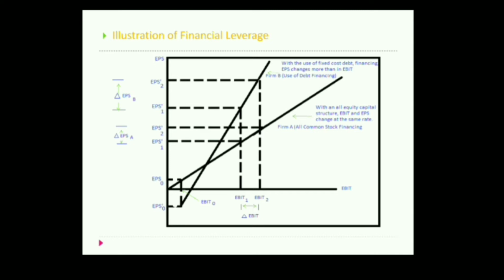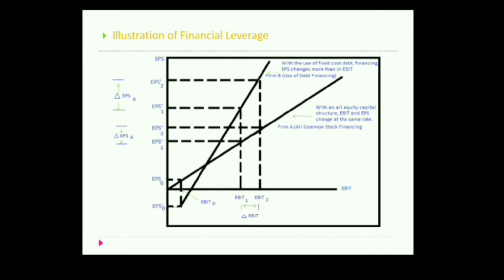This illustrates the concept of financial leverage. Line A represents the financial leverage used by a firm financed entirely with common stock. A given percentage change in EBIT results in the same percentage change in EPS. Line B represents a firm that uses debt or other sources of fixed cost funds in its capital structure. As a result, the slope of the EPS-EBIT line is increased, thus increasing the responsiveness of EPS to changes in EBIT. As can be seen in the figure, a given change in EBIT yields a larger change in EPS if the firm is using debt financing than if the firm is financed entirely with common stock.